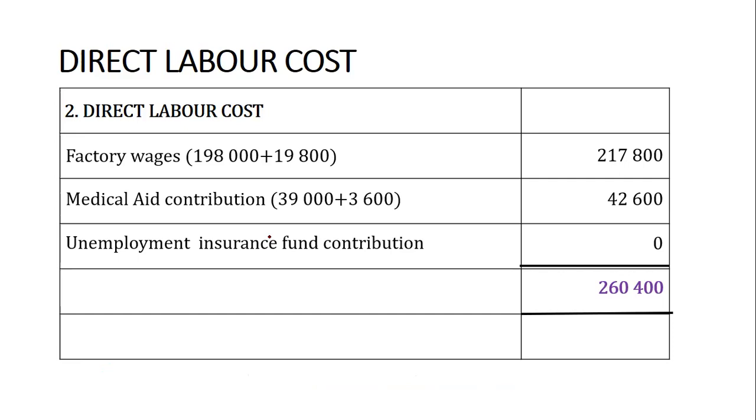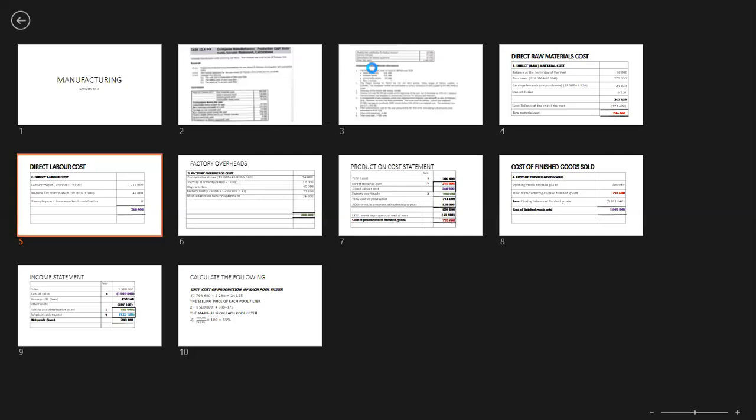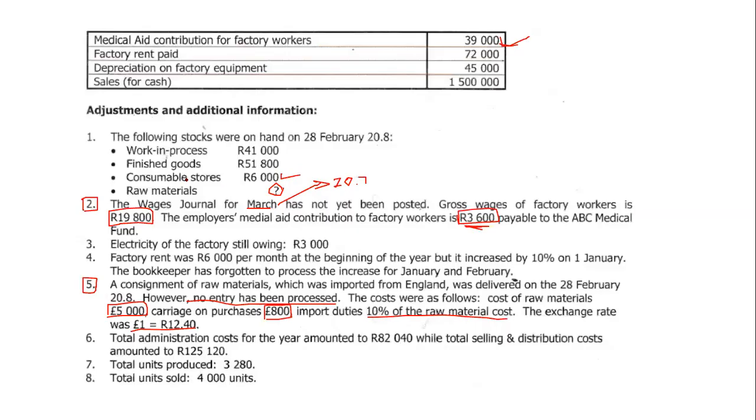Okay, we have done that. Let me just move to this. All right, we have done number 2 automatically. What do we do with number 3? We added in our factory overheads, and the information is going to be electricity. It will be electricity, right?